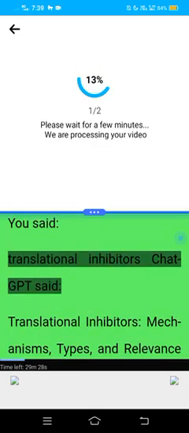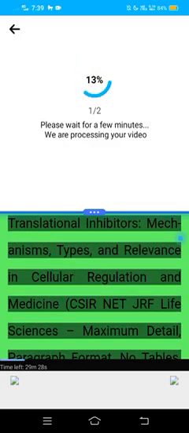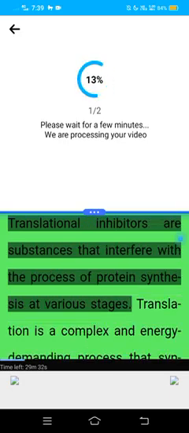You said. Translational inhibitors. ChatGPT said. Translational inhibitors, mechanisms, types, and relevance in cellular regulation and medicine. CSIR NET JRF Life Sciences. Maximum detail. Paragraph format. No tables. PYQs included with year and answers.